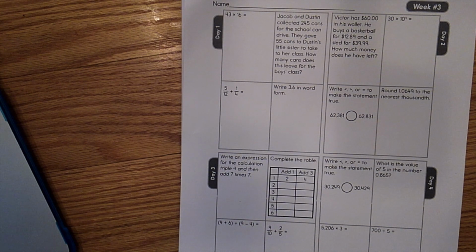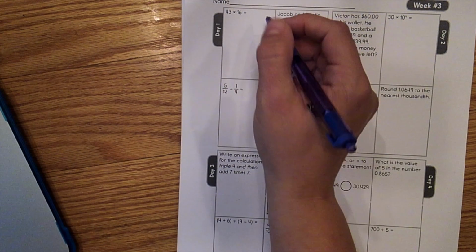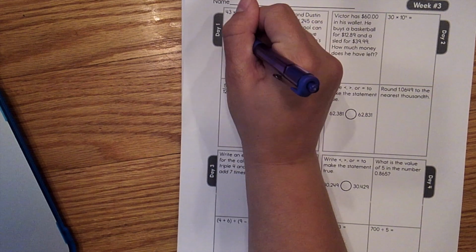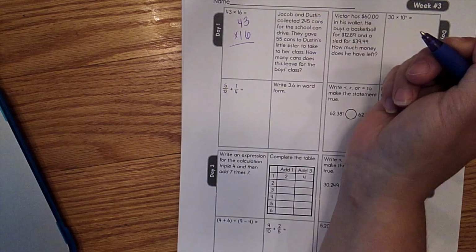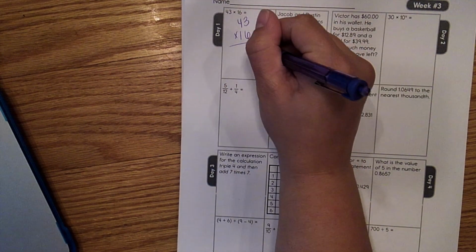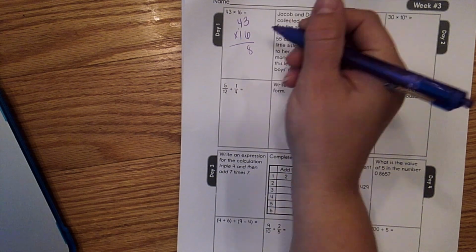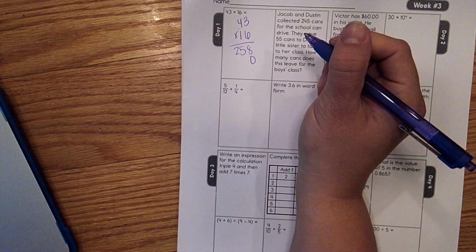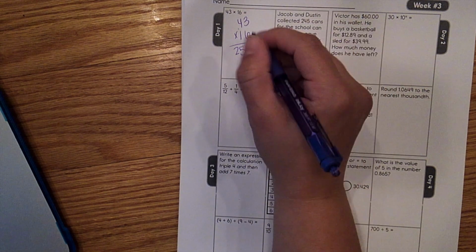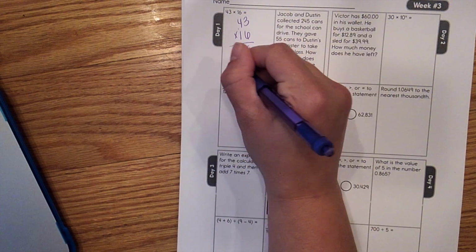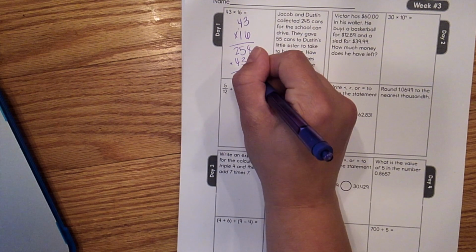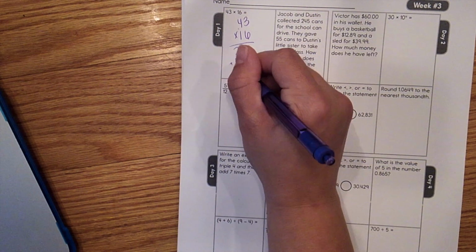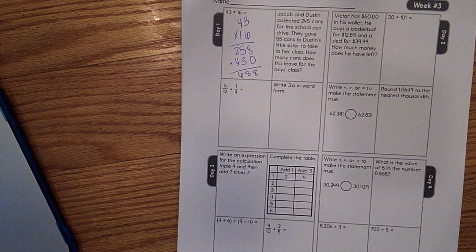Let's get started, guys. Day 1, 43 times 16. 43 times 16 in a standard algorithm. I know that my ones in my tens place, so that's where my product needs to start. I have a product of 688.